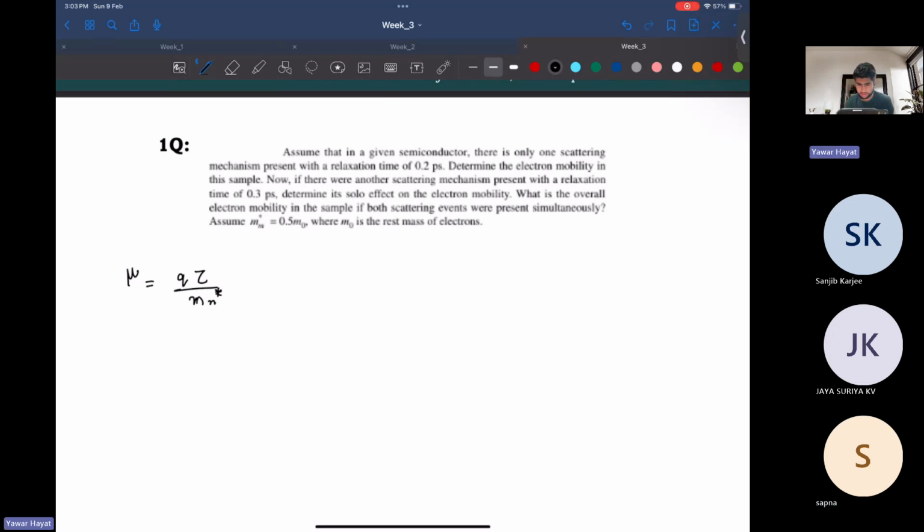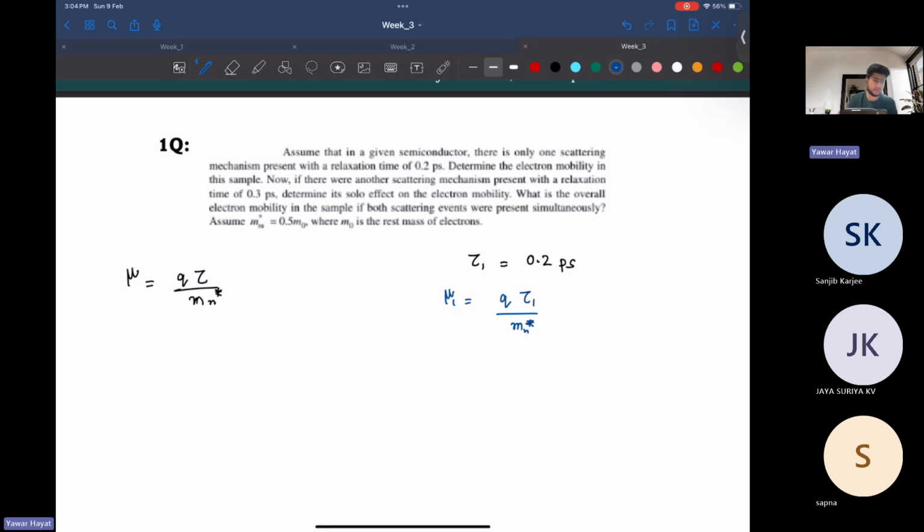Now this tau is your relaxation time, right? So firstly we'll compute this mobility corresponding to one scattering mechanism. There are two scattering mechanisms of interest, at least in this question. One scattering mechanism has a relaxation time of 0.2 picoseconds. So now we have tau 1 of 0.2 picoseconds, and your mu1 would be q tau 1 by mn star.